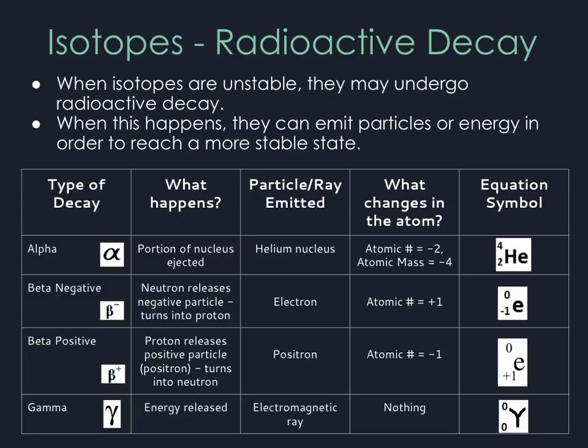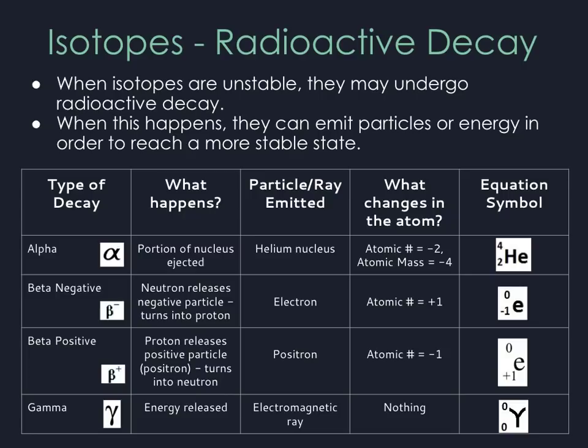And if the nucleus becomes unstable, then it starts trying to become stable. And the way it does that is by emitting or kicking out particles or energy in order to reach a more stable state. There's a lot of ways this can happen. We're going to focus on 4.